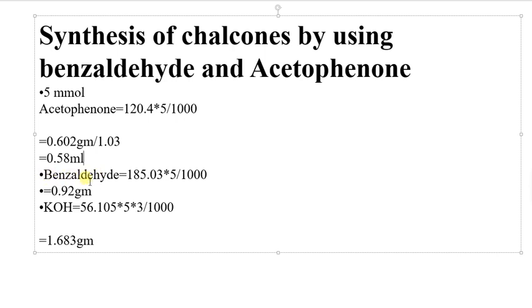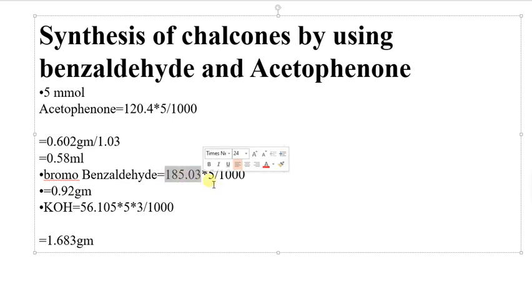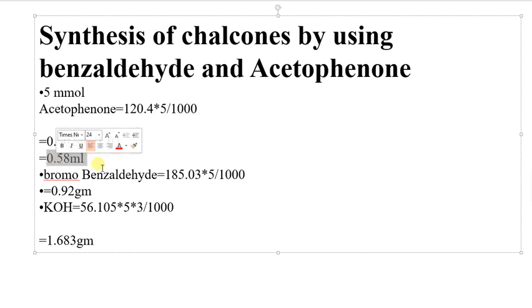Next, the benzaldehyde that I am using is, for example, bromobenzaldehyde. Okay, bromobenzaldehyde is in solid state, so I use the formula of a solid state, that is molecular weight multiplied by 5 divided by 1000. As the molecular weight of bromobenzaldehyde is this one, I simply multiply it by 5 and divide it by 1000. That will give answers in gram. Then I use 0.92 gram of this reactant and 0.58 ml of this reactant.